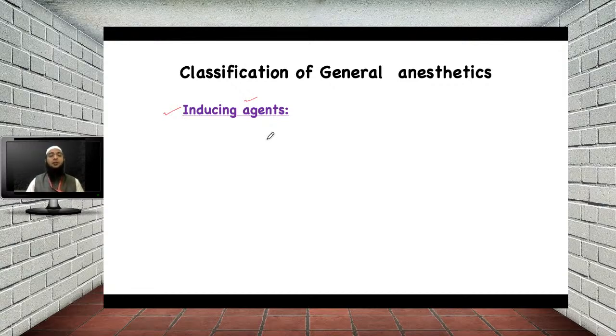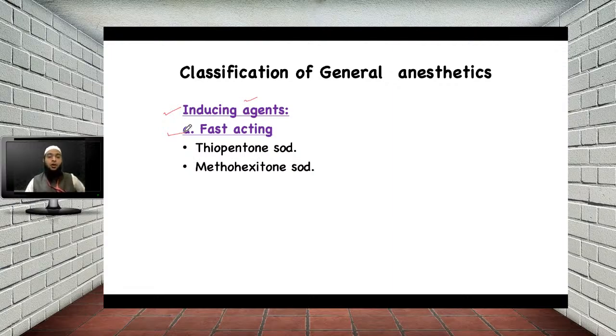So let's see the drugs belonging to the category of inducing agents. They are further classified based on their onset of action. The first category is the fast acting drugs, the inducing agents which have very fast action. For example, thiopental sodium, methohexital sodium, propofol and etomidate. So these are fast acting drugs.